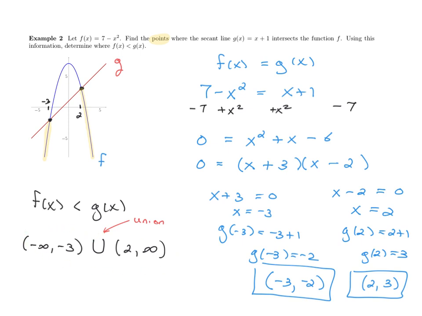You can use this approach. But this is the answer where the function f is strictly less than the function g. If there were an equal sign here, we'd want to include -3 and +2 with brackets, but that is it for this problem.